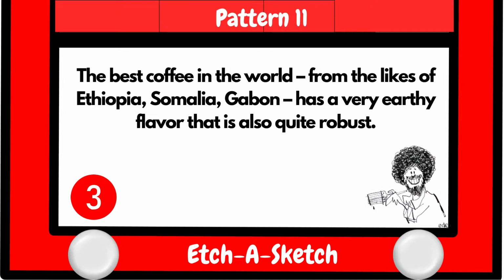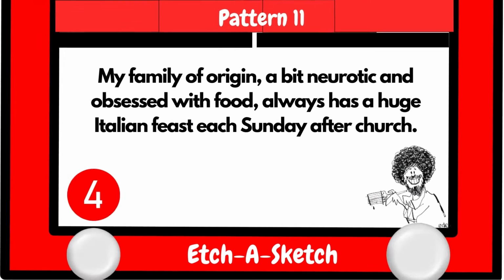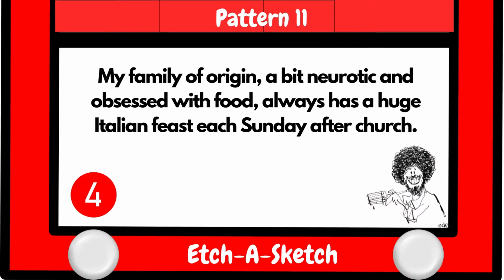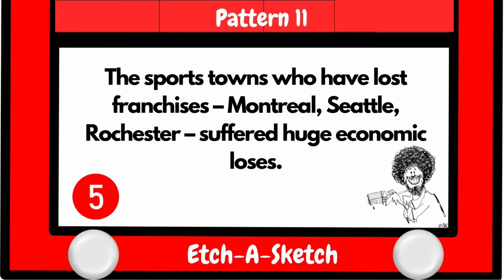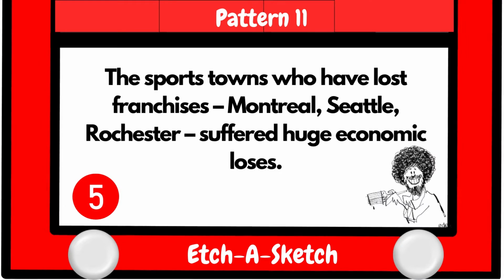Here's number 4, just to solidify it. My family of origin, a bit neurotic and obsessed with food, always has a huge Italian feast each Sunday after church. So again, you just sandwich that parenthetical in there, the aside, and then the qualification and the explanation of things. And the last one, number 5, the sports towns who have lost franchises, Montreal, Seattle, Rochester, suffered huge economic losses. So I did the trio between the dashes again. So students, as always, just try that 5 times.